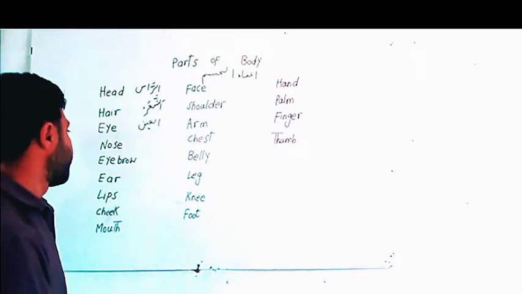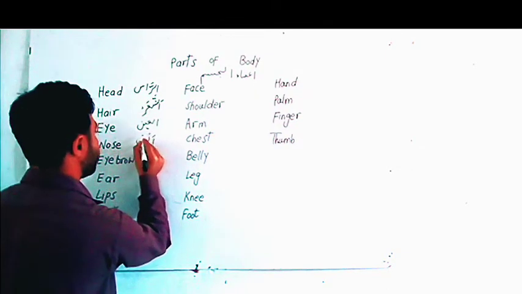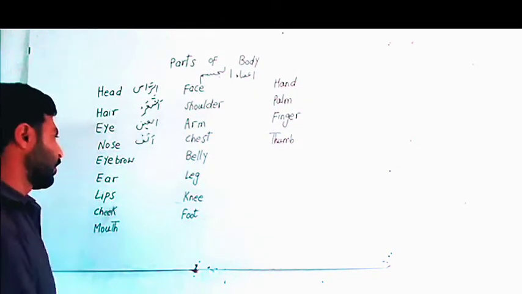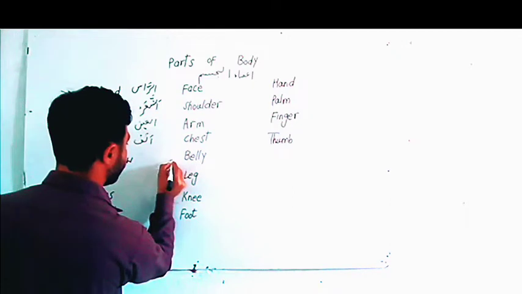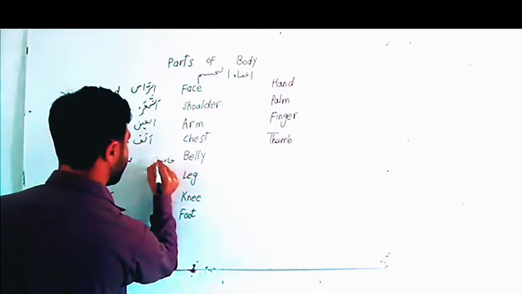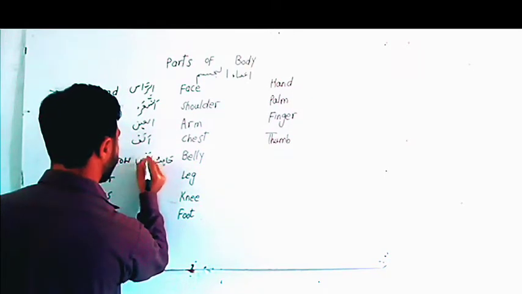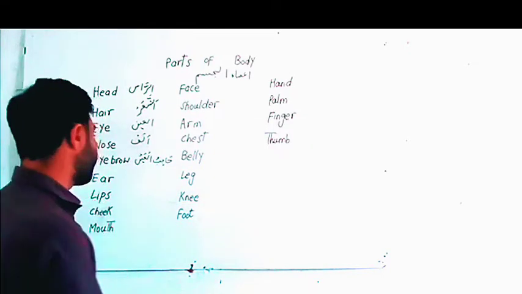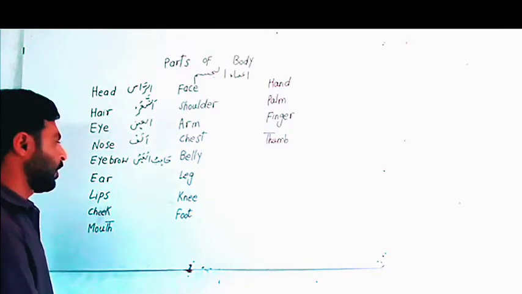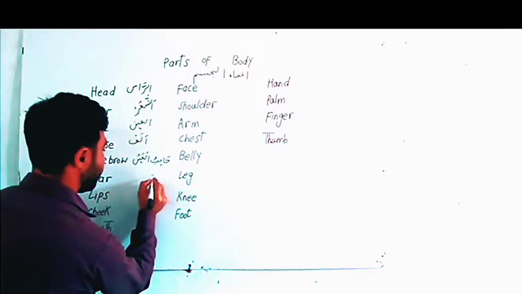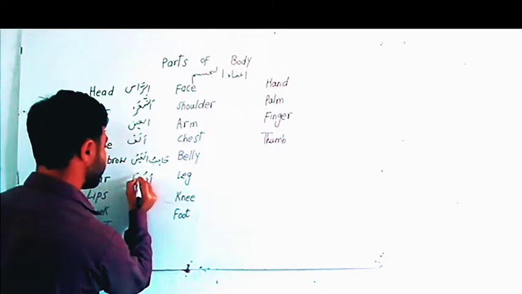Nose. Anaf. Eyebrow. In Arabic, we pronounce it hadibul ain. Ear. Where you can hear anything. Here. Ear, Arabic, uzun. We pronounce in Arabic uzun.